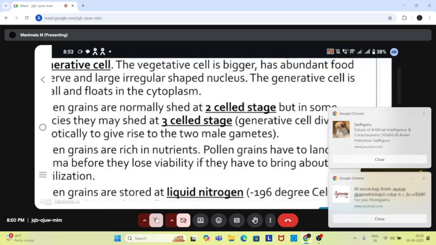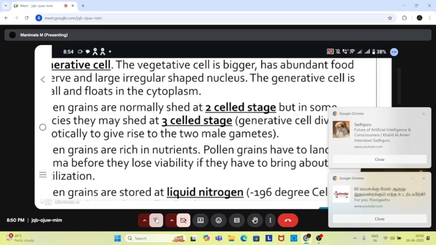I told you that a generative cell and a vegetative cell are formed. This two celled stage, generative and vegetative, is the stage at which most angiosperms release the pollen. Pollen grains are shed at the two cell stage in more than 60% of angiosperms. Make a note of it. And the generative cell divides mitotically and gives rise to two male gametes before the pollen grains are shed.